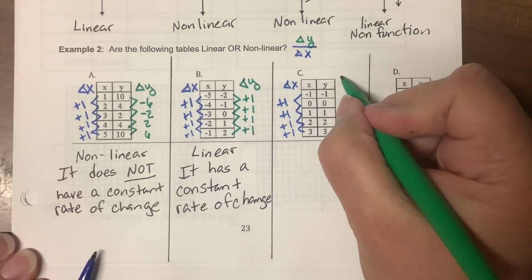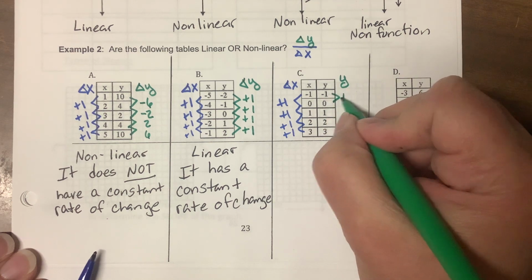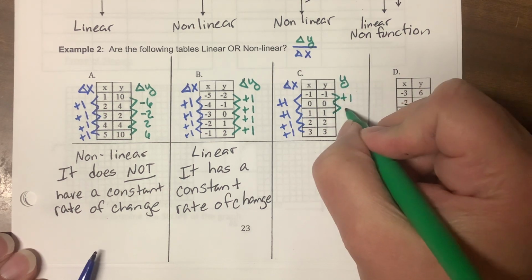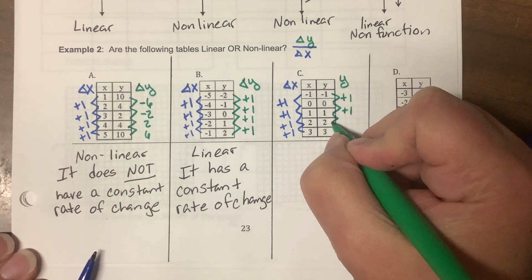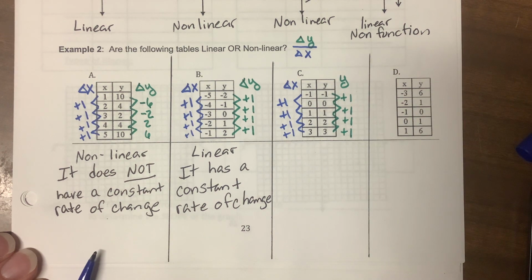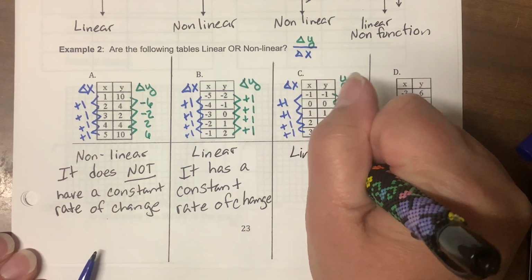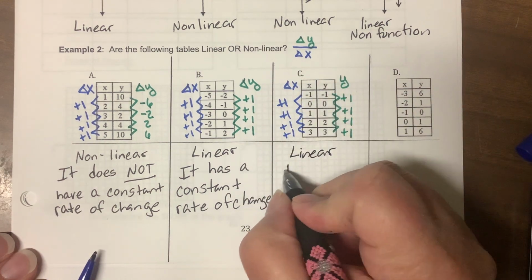But what about my y values? Y. Negative 1 to 0, I'm adding 1. 0 to 1, I'm adding 1. 1 to 2, I'm adding 1. 2 to 3, I'm adding 1. Oh, look at that. It's a constant rate of change. So this is linear. It has a constant rate of change.